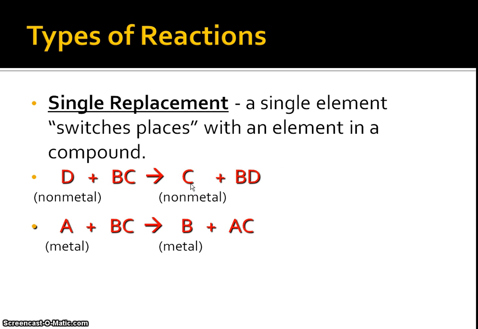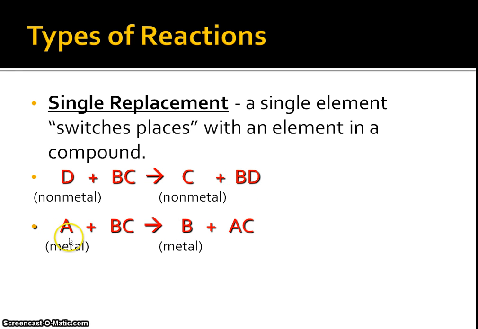And the charges really do matter for this. So in the compound you have plus minus. Every time you write a compound, the positive one has to be written first. So in this compound BC, B is the positive one, C is the negative one. If I mix it with a nonmetal, nonmetals are always negative. Notice that you would never switch D with B, because then you would put two negatives together. Since C and D are both negative, they're not going to be attracted to each other. So D is going to kick out C because it's the negative one, and then notice that I still wrote the positive one first over here.